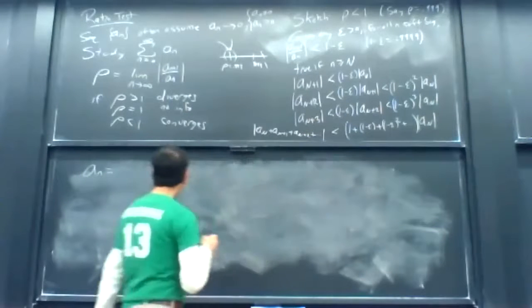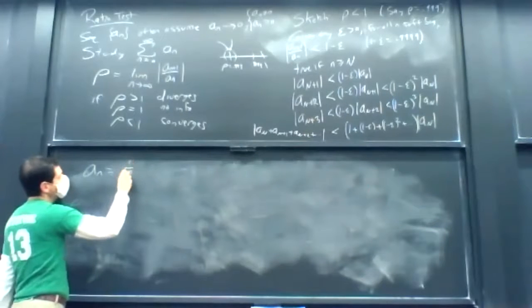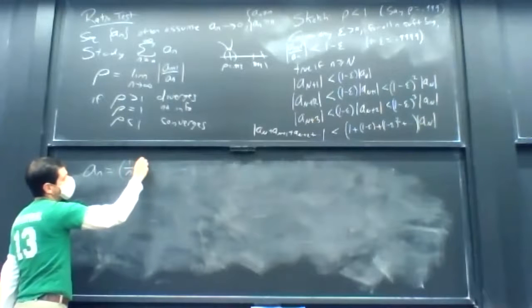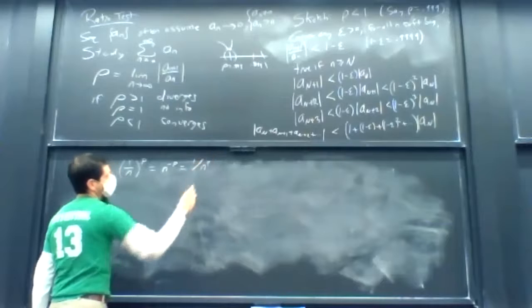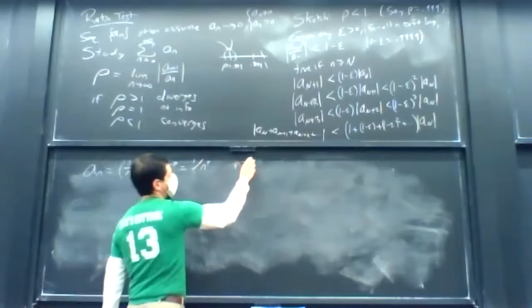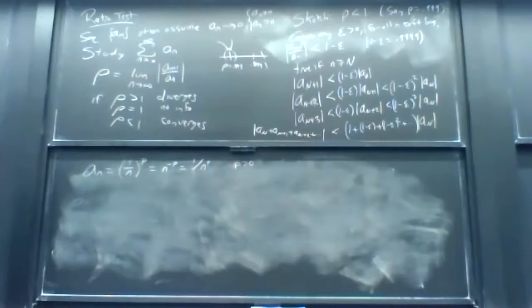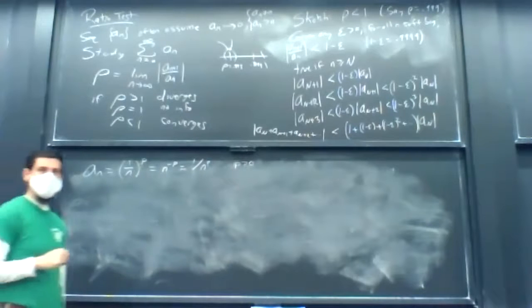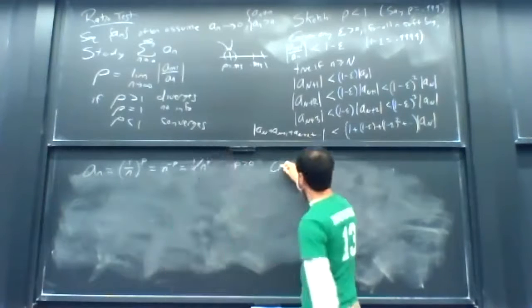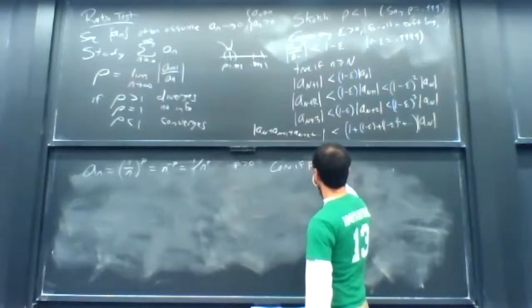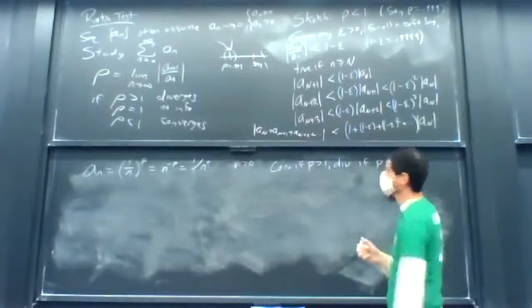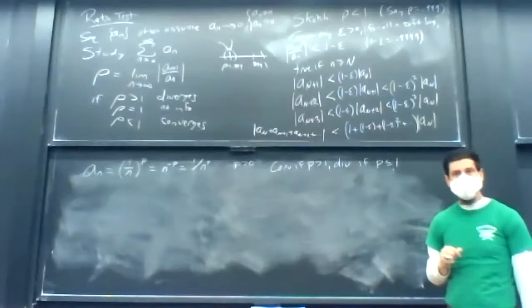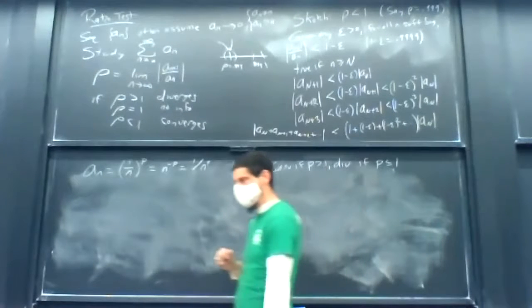So 1 over n, or more generally, 1 over n to the p, or n to the negative p, however you want to write it. In calculus, they call this a p-series. It converges if p is greater than 1, and it diverges if p is less than 1. We actually showed this convergence and divergence.